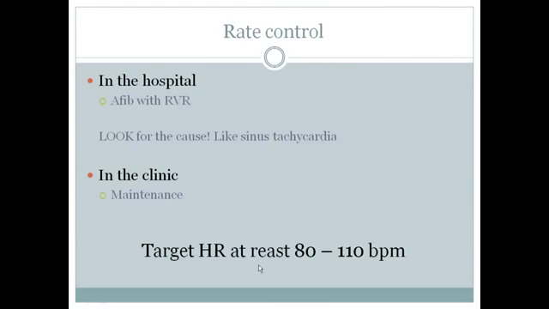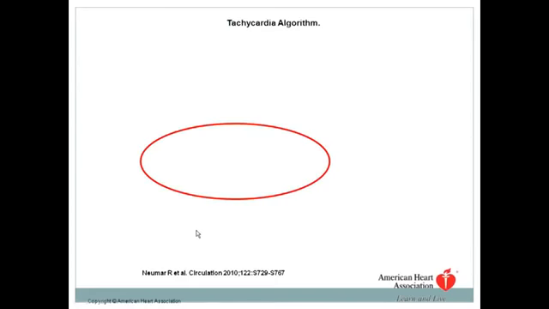So the target heart rate for control: we know now that tight control is worse than a little bit relaxed. So we usually let them run between 80 and 110 at rest. It used to be less than 80 at rest. We just ended up using too many medications. In the end, the outcomes are the same, so you don't need to be that aggressive.